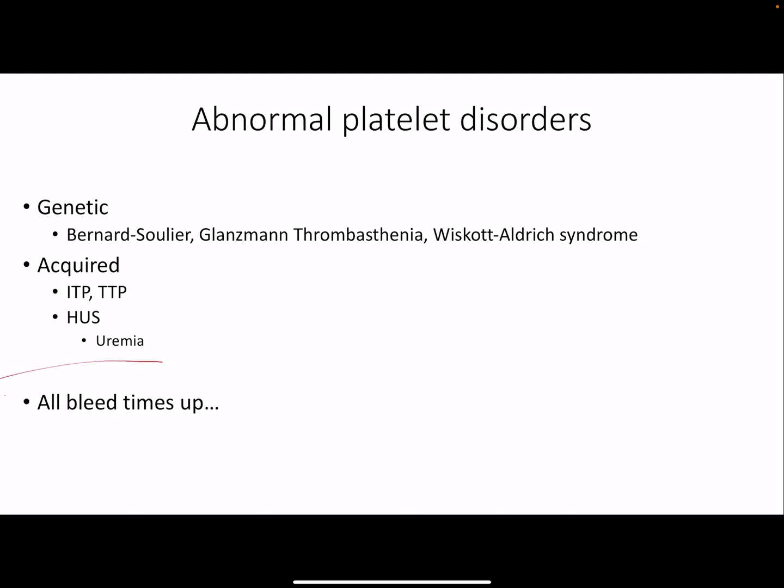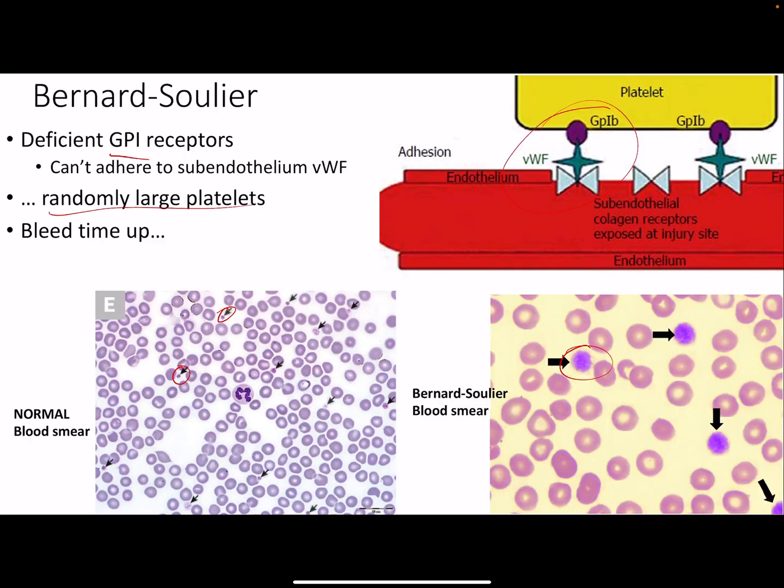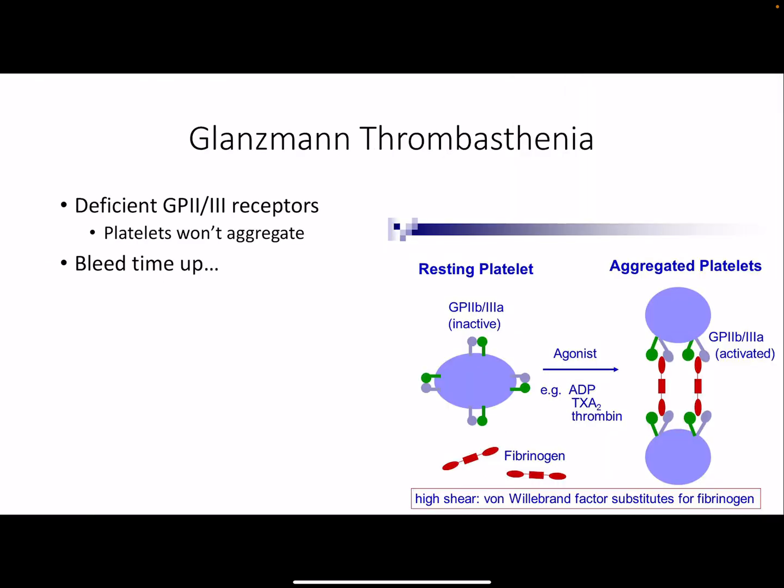And just to really emphasize this, the bleeding time should be up for all of the platelet disorders. Why? Because they're platelet disorders. The bleed time specifically just looks at superficial cut bleed times. So for every single one of these, if I don't say it, the bleeding time goes up. Glanzmann thrombasthenia. This is going to be GP2 and GP3. So remember, GP1 is for the adherence to the subendothelium. GP2 and GP3 are for platelets adhering to other platelets. They don't adhere directly. They adhere through fibrinogen, sometimes von Willebrand factor.